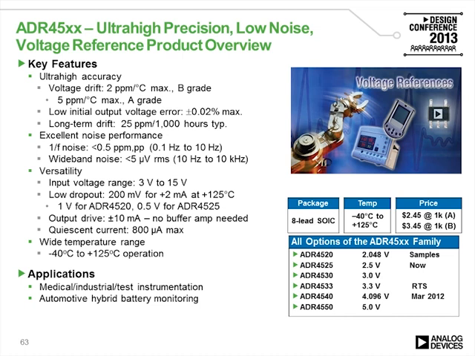An example of an ultra-high precision, low noise voltage reference is the AVR45XX family. The different model numbers include different voltage outputs. This is an ultra-high accuracy reference with a voltage drift of 2 ppm per degree C, excellent noise performance, and wide temperature range operation.